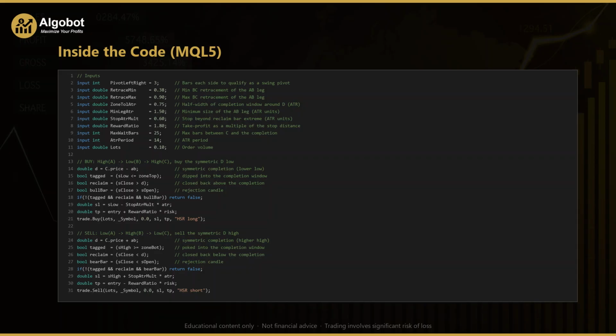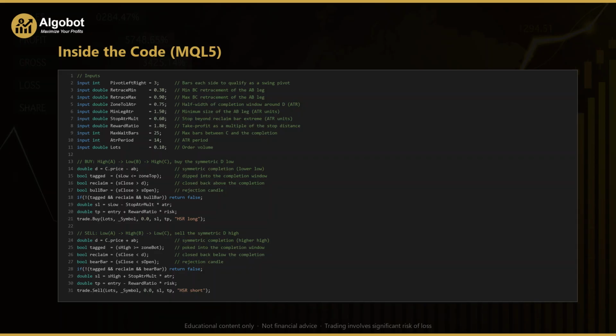PivotLeftRight sets how many bars each side define a swing. Here it's 3. RetraceMin and RetraceMax hold the allowed B2C retracement from 38 to 90%. Zone tolerance ATR sets the completion window. Minimum leg ATR filters small swings. Stop ATR multiple sizes the stop, and reward ratio at 1.8 sets the take profit relative to that stop.